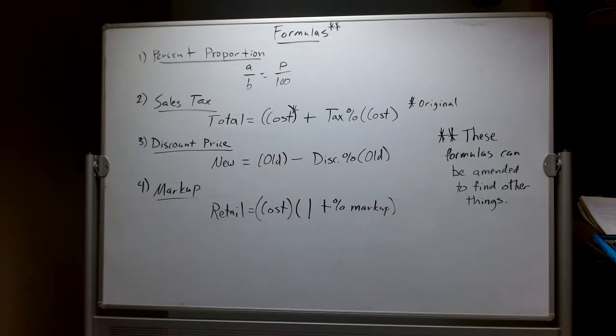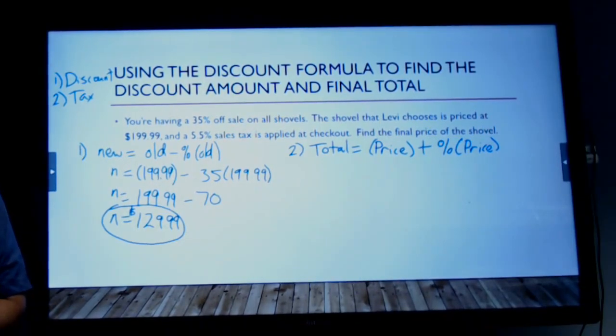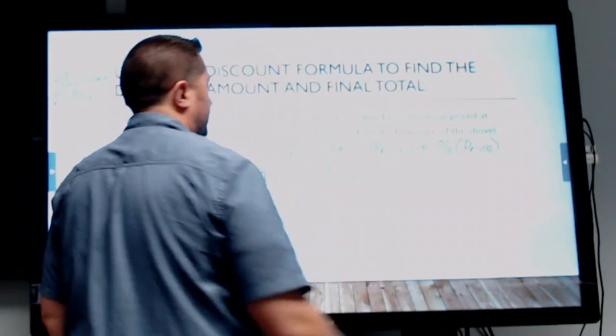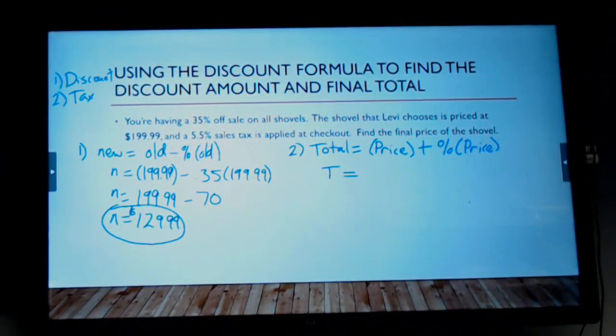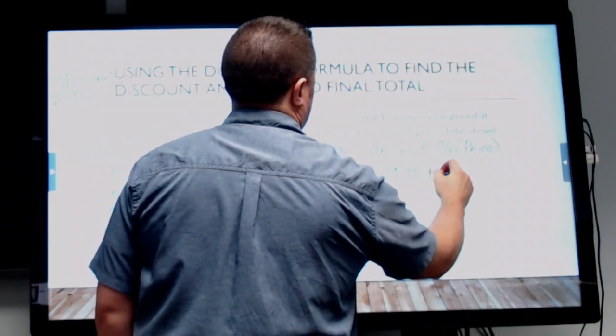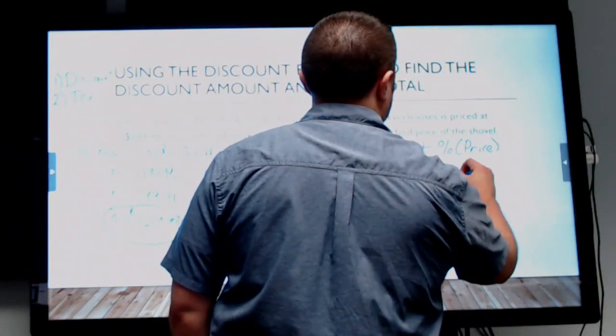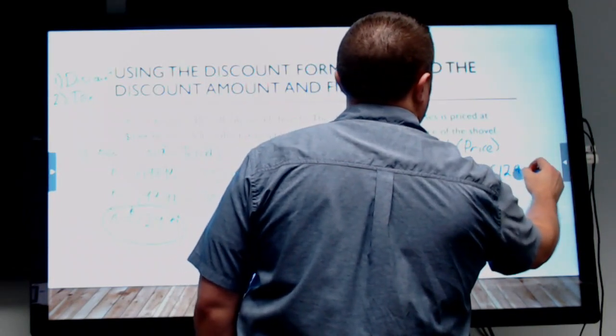Total equal to, let's call it price this time, plus the percent of the price. Like I said, they're flexible. You can rewrite them however you need to. So the price that we got on part 1 was $129.99. So I'm just going to give that a variable of t for total. The $129.99 goes here. Then we're going to add a 5.5% sales tax. What is 5.5% as a decimal? 0.055. Yes. Then that's going to get multiplied by the 129.99.